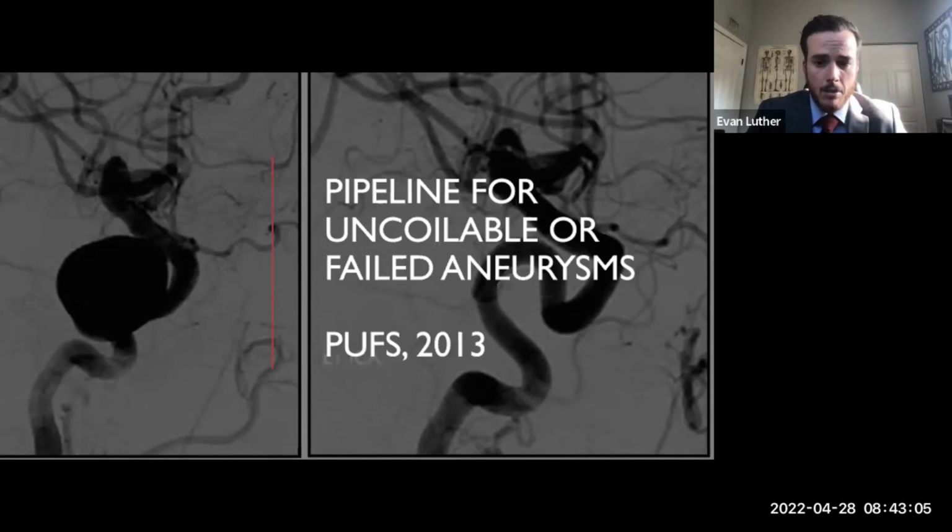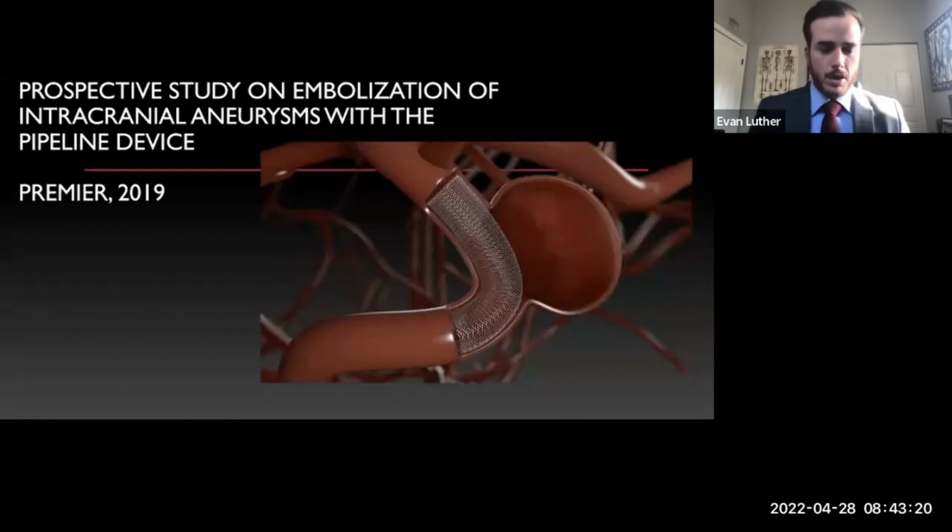So it demonstrated high rates of aneurysm occlusion with low rates of neurologic events, even in these aneurysms that had failed previous treatments. So, that was for giant aneurysms, but as I'm sure many of you know, we also do pipelines for smaller aneurysms that are smaller than 18 millimeters. So, the PREMIER data here, which is the Prospective Study of Embolization of Intracranial Aneurysms with the Pipeline Device, was published in 2019, and then the 3-year follow-up was published in 2021.